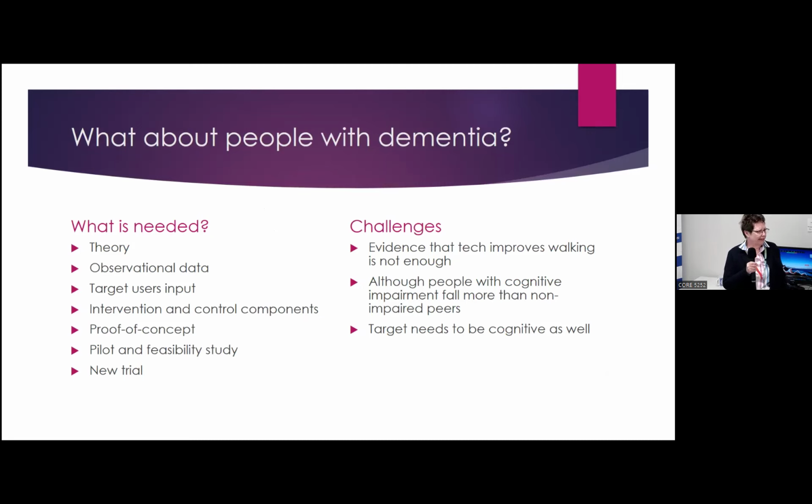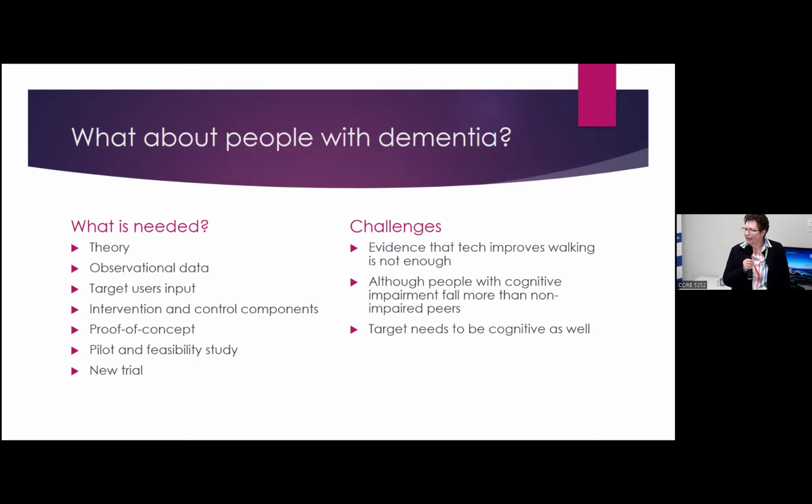What about taking this intervention, which we've done in seniors and Parkinson's, and applying it in the area of dementia? So what is needed? Well, I need theory. I need observational data. I need target users' input. So I need to understand from the target users and their caregivers what they need. I need intervention and control components. I need a proof of concept. I need a pilot study, and then I need a new trial.